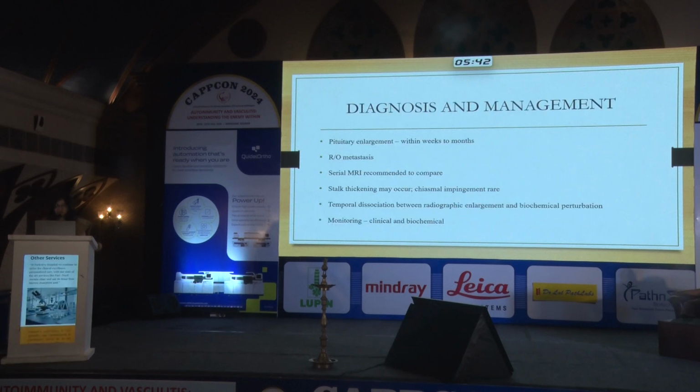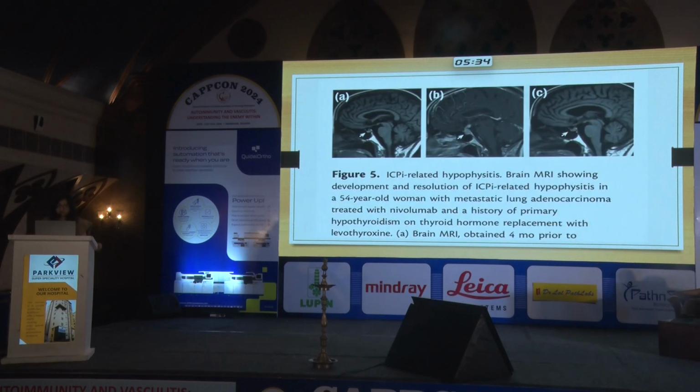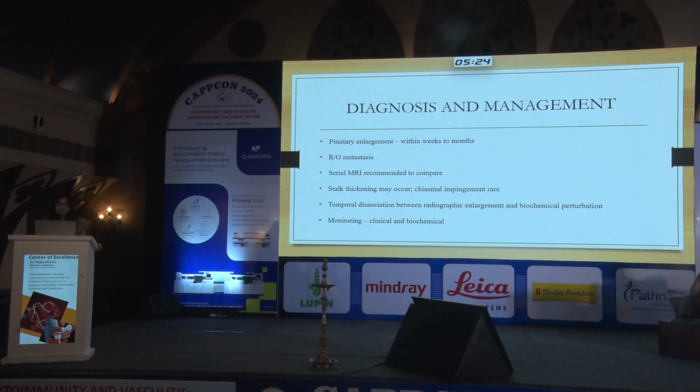How do we diagnose? For the diagnosis, it is not just the clinical parameters. We also need to look at the radiology as well as the biochemistry. Like I mentioned, you have pituitary enlargement. We can see here that there is a homogeneously enhancing pituitary gland in the first picture itself. So that suggests hypophysitis, and we can go for serial MRIs to compare. Stalk thickening is possible, but we do not have chiasmal impingement.